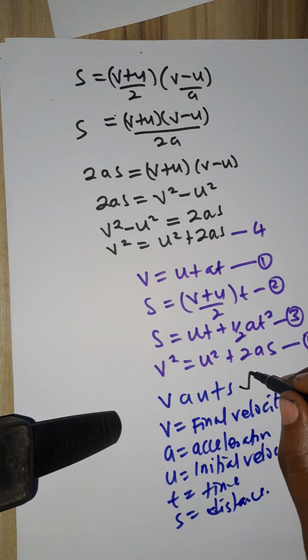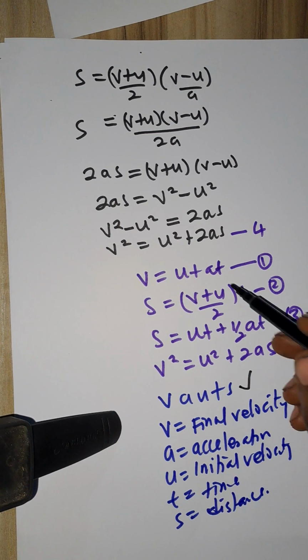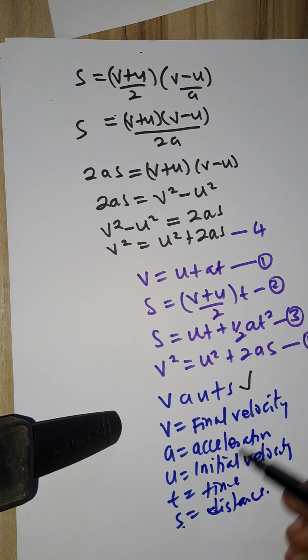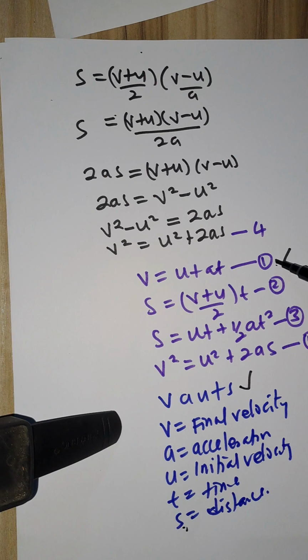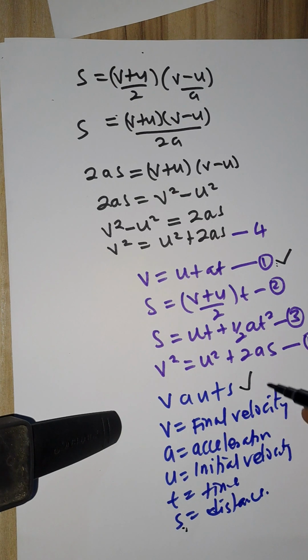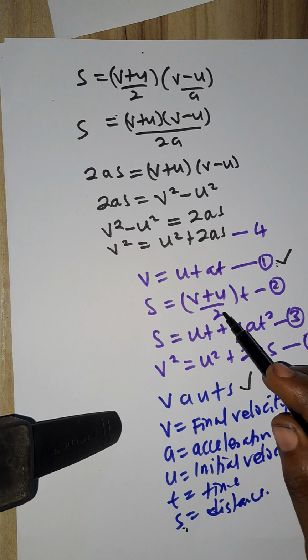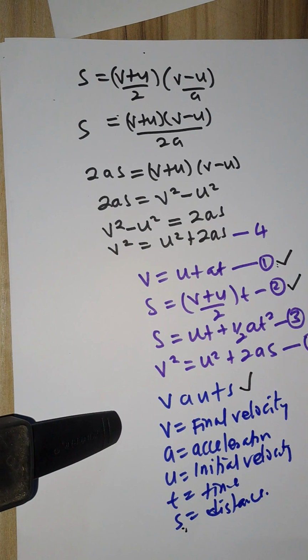If you look at this, you will see that equation 1 does not have S, displacement or distance. So when you are given a question to solve and you list out the parameters, and the parameters do not include distance, this is the proper equation to use. Equation 2 does not have acceleration. So when you list out the parameters and they do not contain acceleration, equation 2 is the one to use.